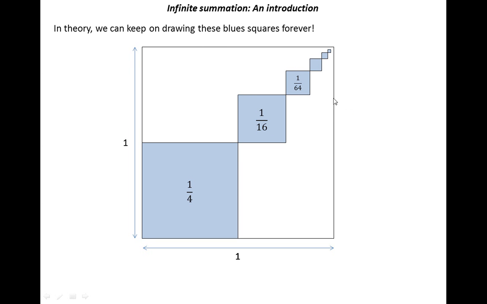So, as I mentioned, in theory, we could kind of draw these blue squares carrying on forever, never quite reaching the corner. But I want you to imagine that we could carry on forever, and we did reach the corner. The question is, how much would we have shaded? What fraction of the large square would we have shaded in blue if we could really carry this on until we reach the corner?